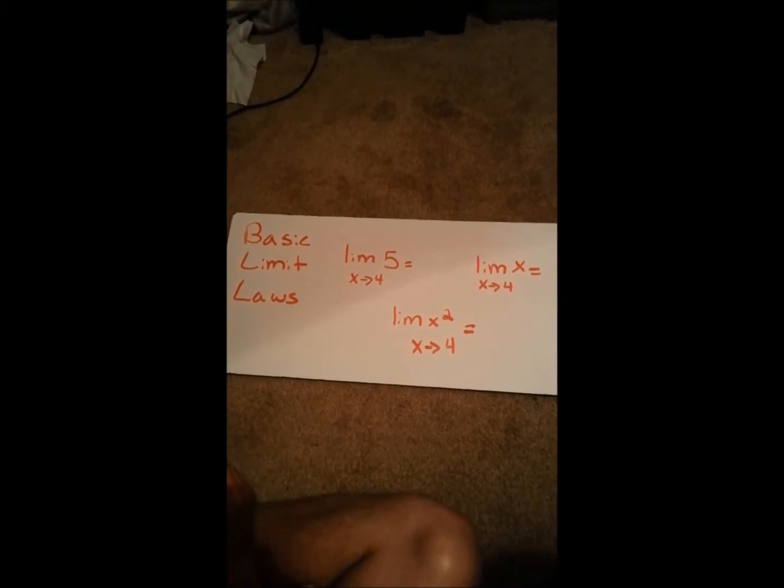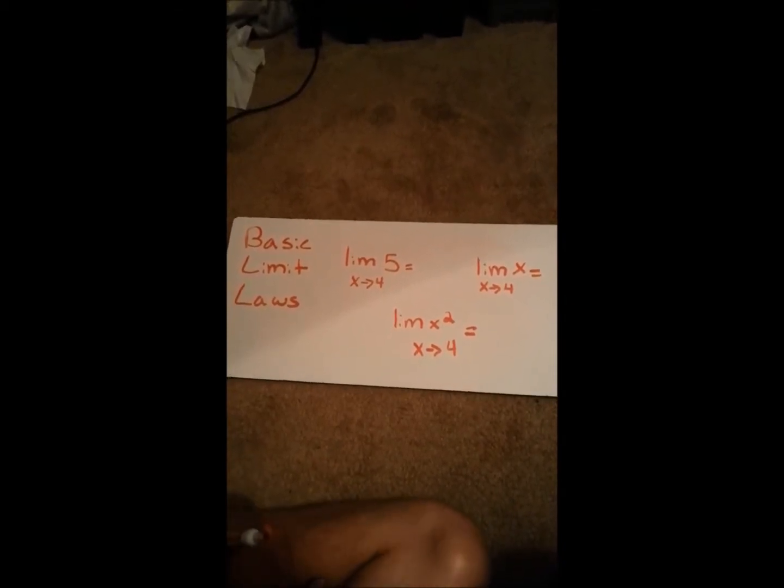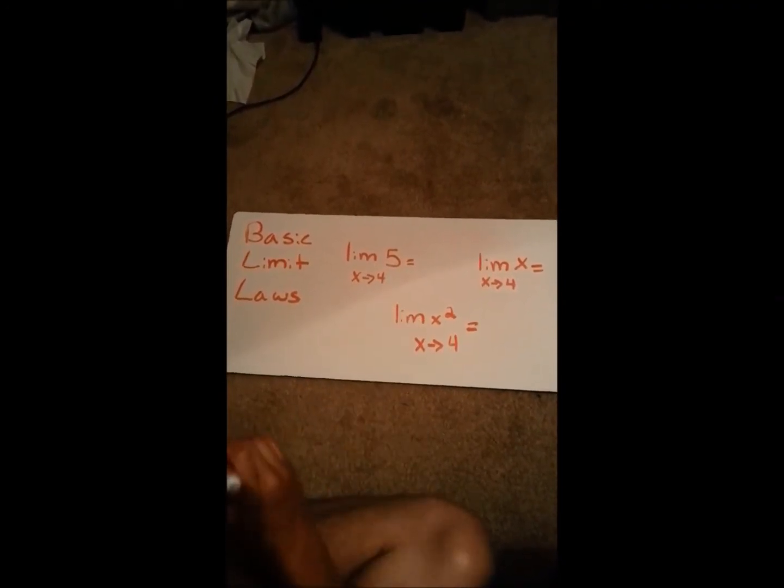First, we'll look at this problem, as we have the limit of 5 as x approaches 4. In this problem, we do not have any variables, so the number right here, 5, that is left, is our answer.